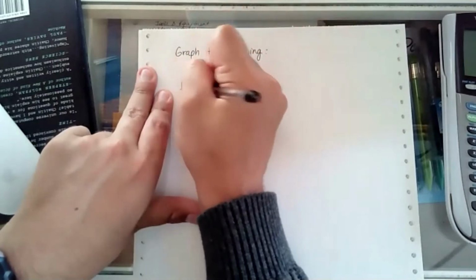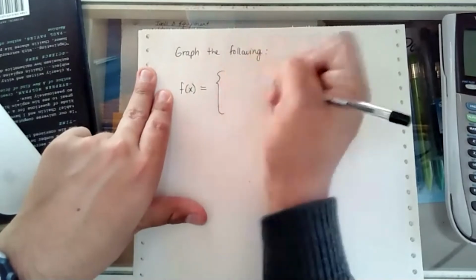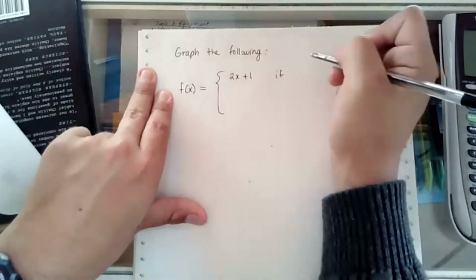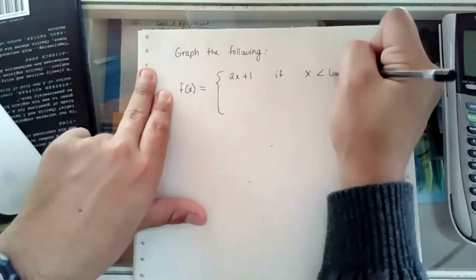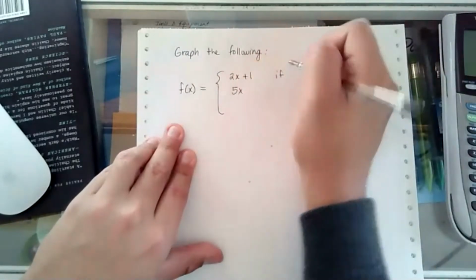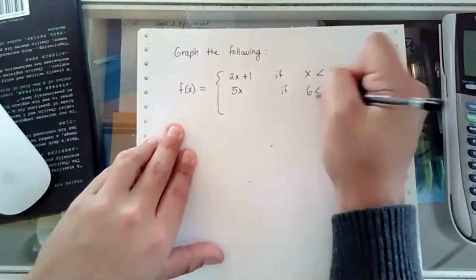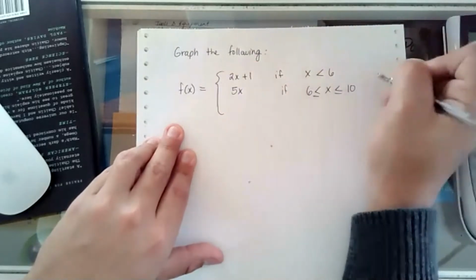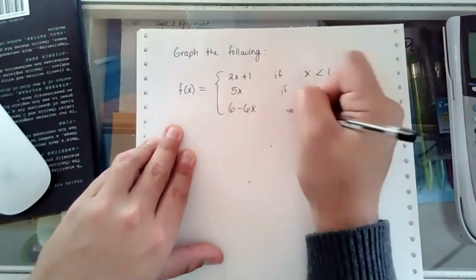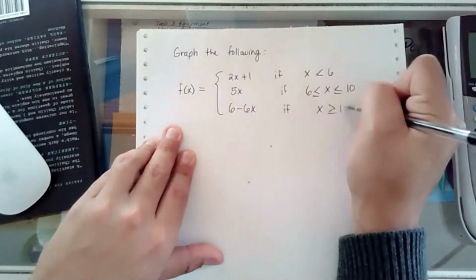We have f of x is equal to 2x plus 1 if x is less than 6, 5x if x is between 6 and 10, and 6 minus 6x if x is greater than or equal to 10.